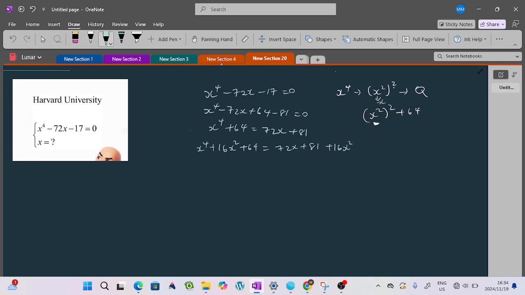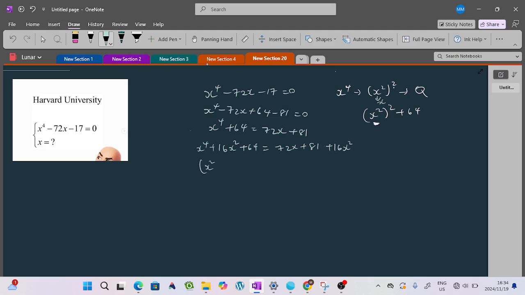Now once you complete a square, this side becomes a square in this case. So x to the 4th plus 16x squared plus 64 can be written as one term, or maybe two terms all squared, which means you can open your bracket.